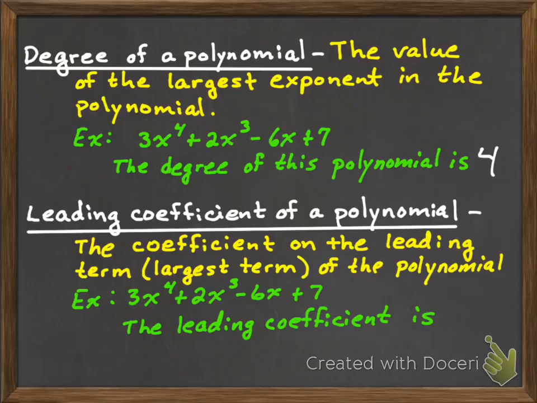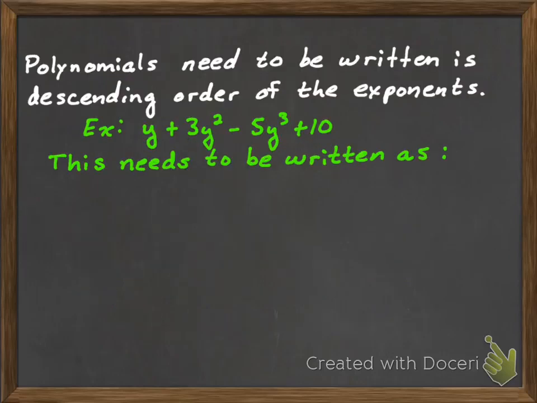Now the next definition is going to be that of a leading coefficient for a polynomial, and that is going to be the coefficient, which is the number in front of the variable, on the leading term, which also will be the largest term of that polynomial. So in this situation, once again, 4 is the degree of the polynomial, and then 3 is called the leading coefficient. It is the coefficient on the largest term. All right, so 3 is your leading coefficient.